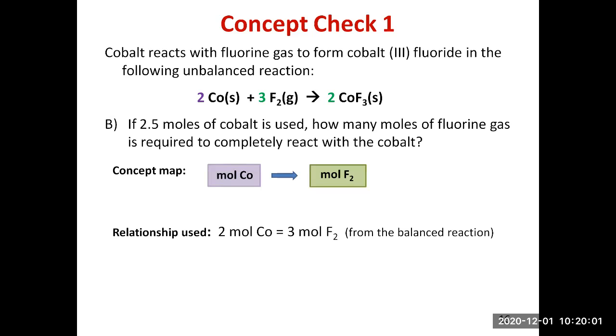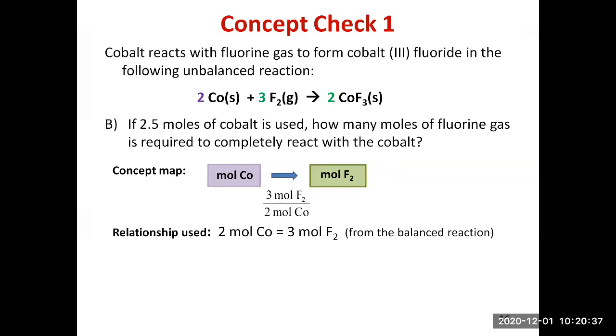So we look at the balanced equation to find the equality between these two. And we find that 2 moles of CO, the cobalt, so the 2 comes from the coefficient in front of CO, equals 3 moles of F2. The 3 comes from the coefficient 3 in front of F2. So written as a conversion factor, it will be 3 moles of F2 over 2 moles of CO, because we start with moles of CO. So we want to cancel the units of moles of CO. So we want the moles of CO in the denominator of the conversion factor.